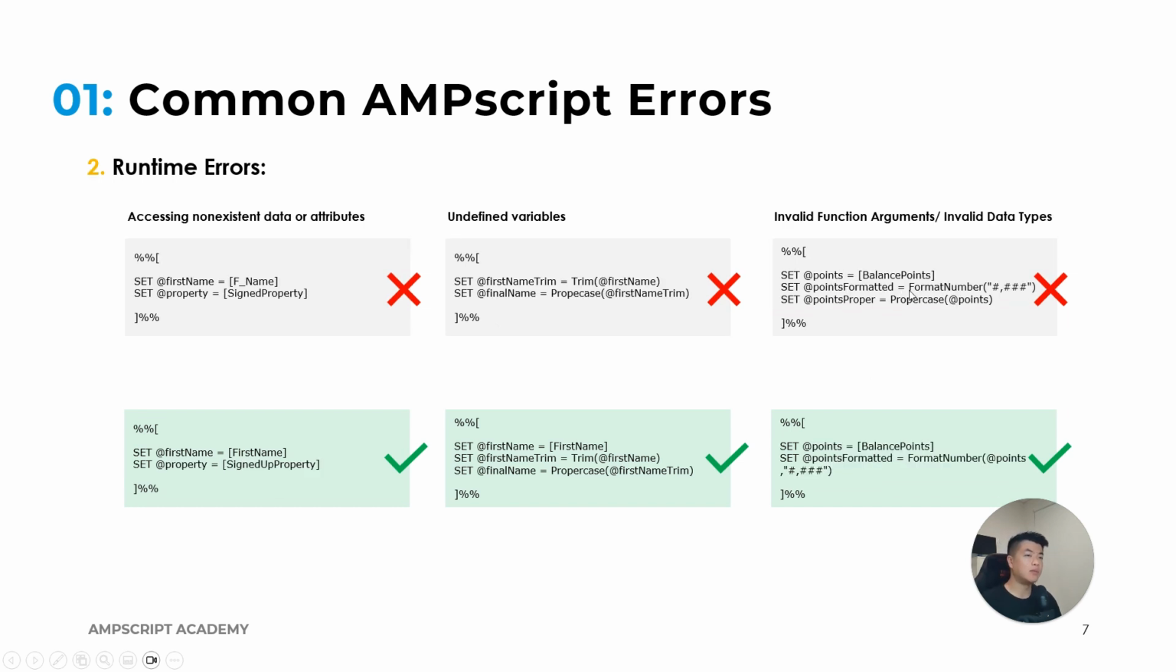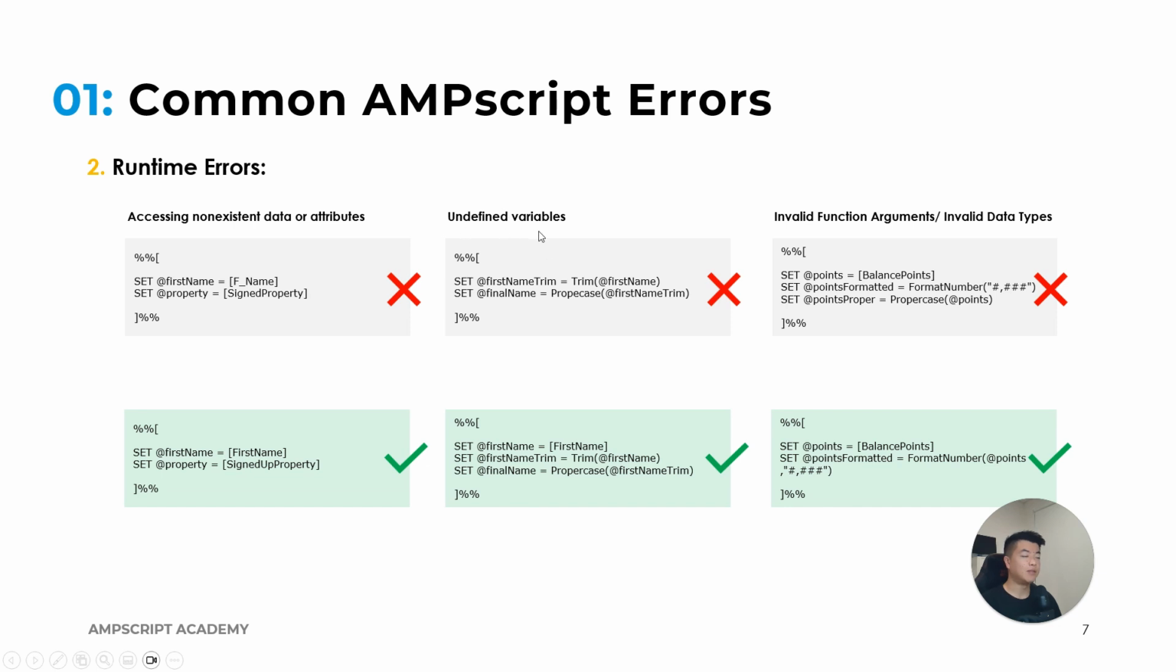What you can also run into is runtime errors. So here are the common errors for runtime. So accessing non-existent data or attributes. So this is something that I took you guys through in the basic syntax fundamentals video, where you need to make sure that anything in the square brackets, that the field name matches in your sending data extension. If you don't, then you will run into that error where you see that red notification.